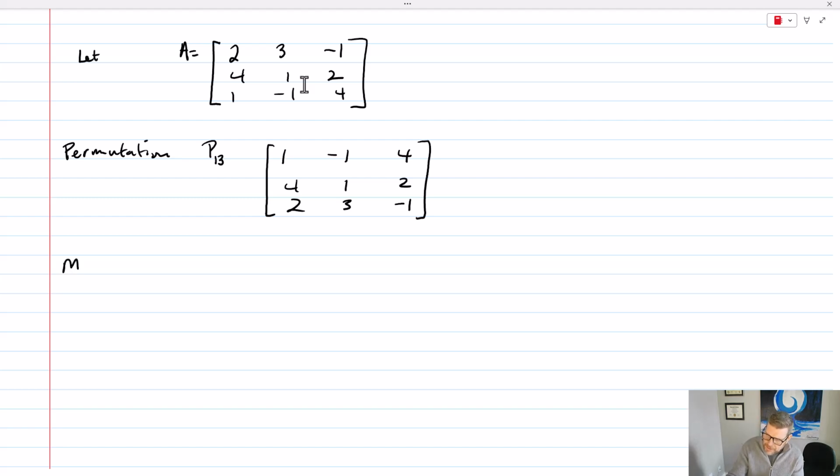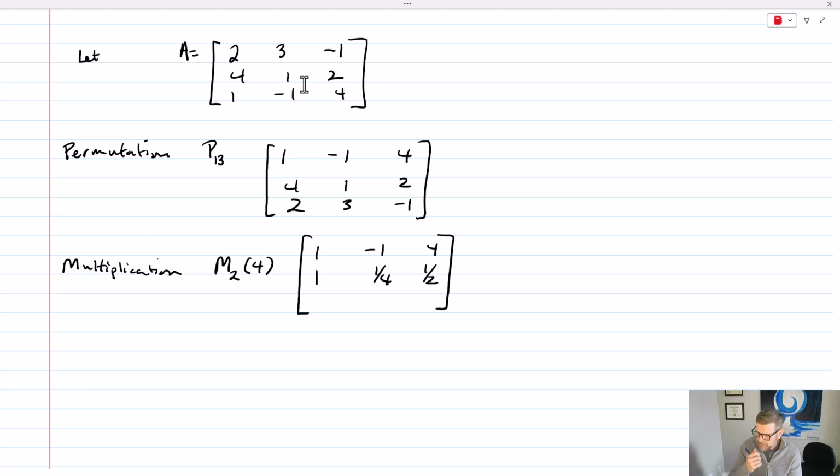My second operation, we'll call multiplication, and it's a scalar multiplication. Let's say, for example, I want to multiply row 2 by 4. What it's going to give me is 1, negative 1, 4, because I keep the first row exactly the same. Then I'll have 1, 1/4, 1/2, because that's what the second row would be if I multiplied it by 1/4. And 2, 3, negative 1.